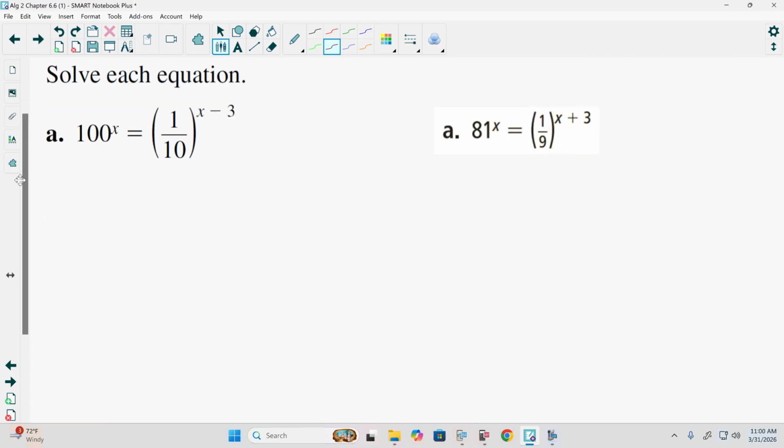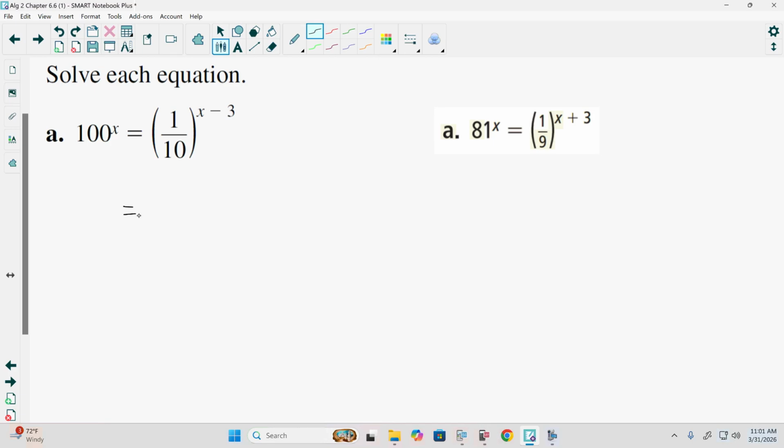Let's look at the next two. 100 to the x equals 1/10 to the x minus 3. We're going to work through it. But again, especially on the ACT, if you're not sure what to do, you have 4 answer choices. Start plugging them in. See which one makes both sides the same. Now here, as we've been working with these last two, we want the bases to be the same, and we want one base on either side.